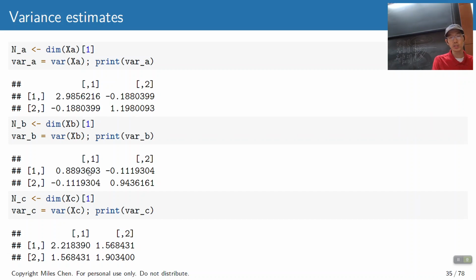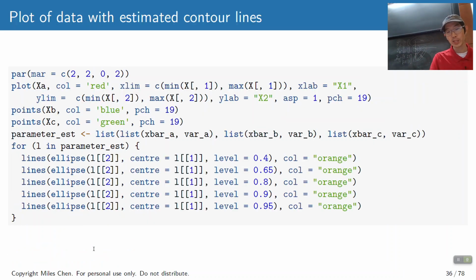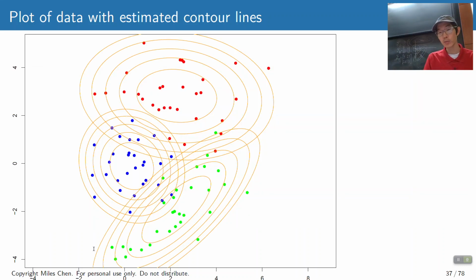The true variance for class B was 1, 0, 0, 1, okay, and then the true variance for class C, I think, was 3, 2.5, and 2.5 and 2. And so for class C, probably the variances are a little bit most off. And so we can plot those. These are basically the estimated variance-covariances, based on the estimated means. So these are the estimated contour lines.